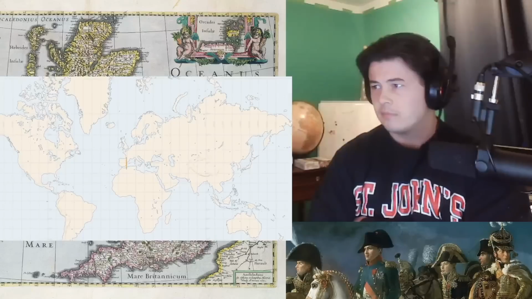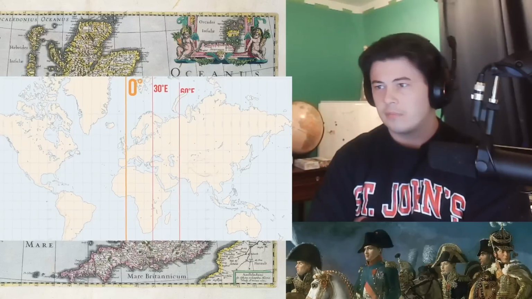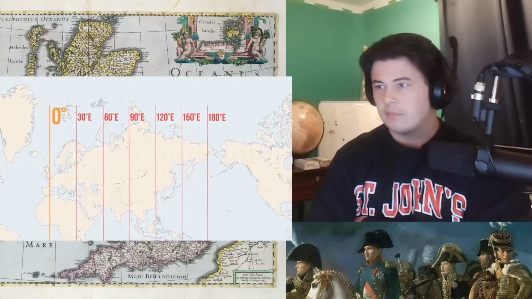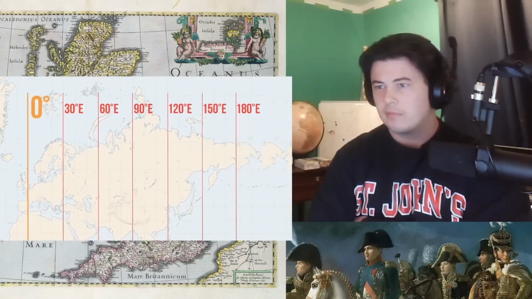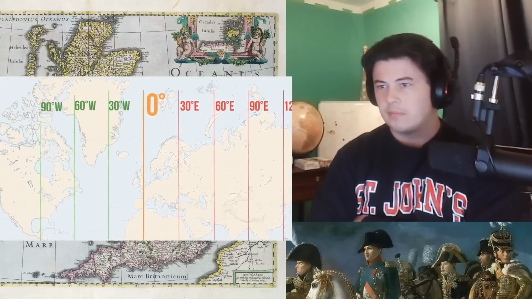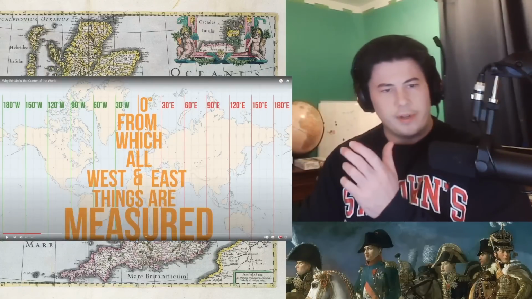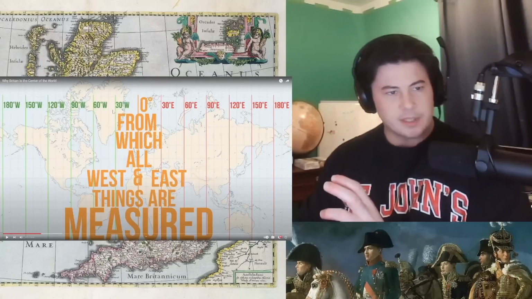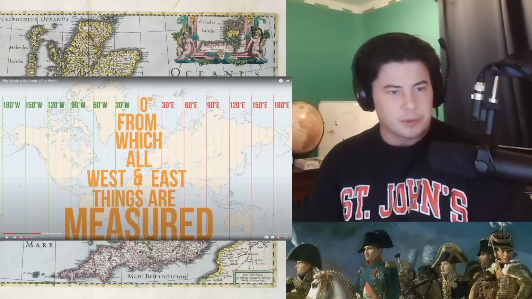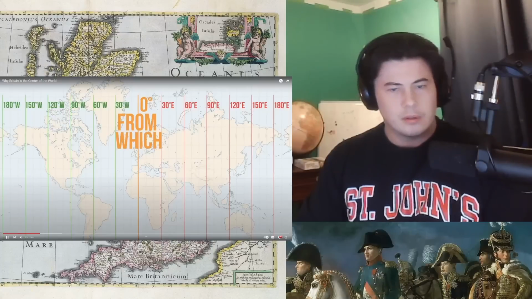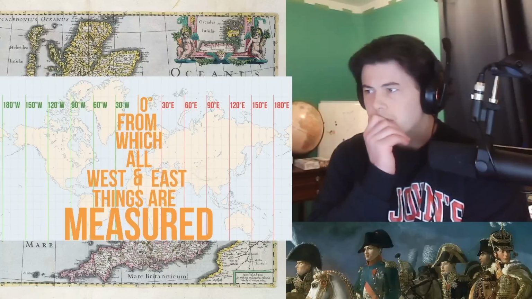So for the up and down lines, there's a 0 point, and then anywhere to the right of that or east of that starts to go up from 0 to 180 with a little E next to it for east of the 0 line. And then everything to the left or the west of it has the same thing, 0 to 180 with a W for west, okay? That center point is the 0 point from which all east and west things are measured. Coordinates still sort of confuse me, but I'd like to be able to read coordinates.